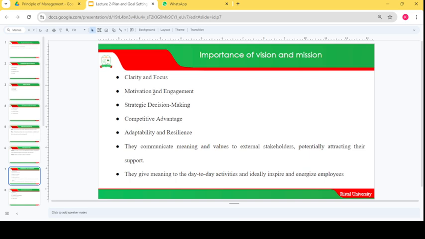And then we also have motivation and engagement. We see that if you compile your vision statement, it can be a very powerful motivator. So this will inspire employees, stakeholders, and also customers to work toward your shared goal. And then we also have strategic decision making. So both your vision and mission statements will provide the framework for making strategic decisions.